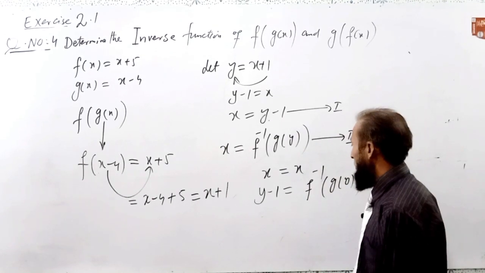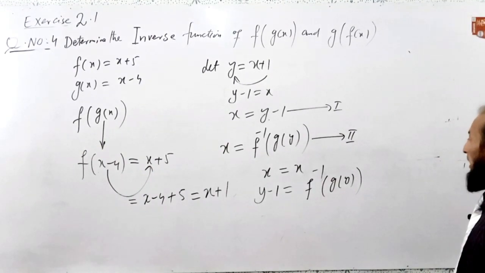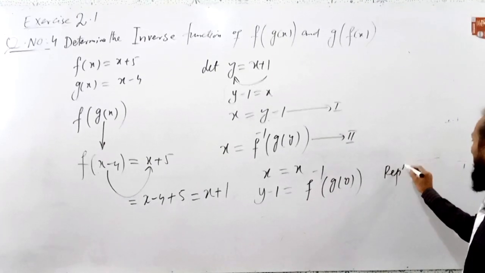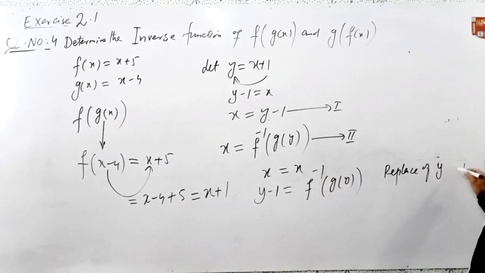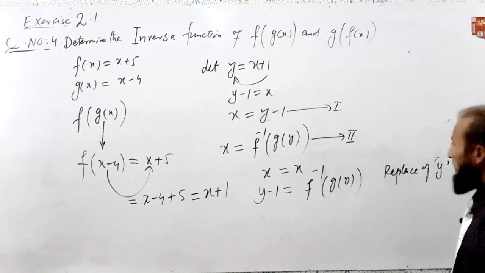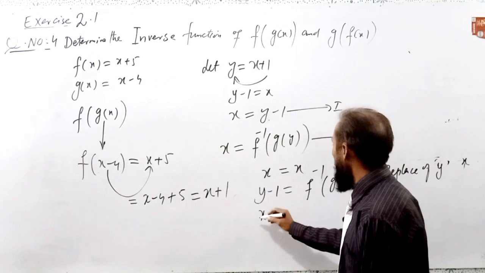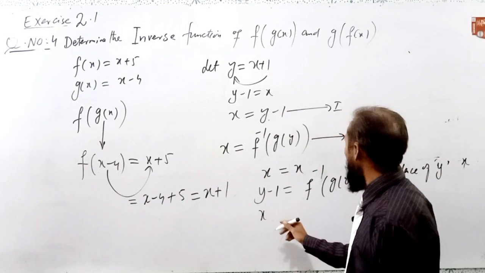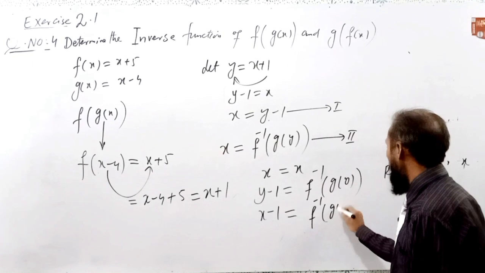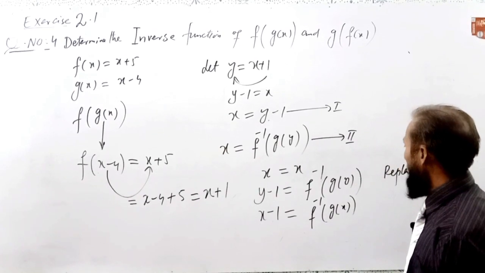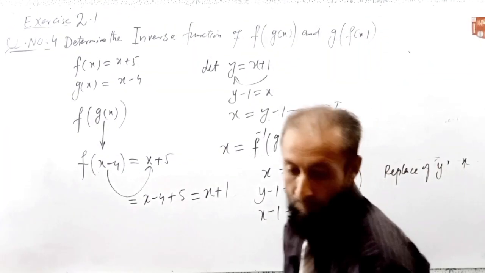We can write, if we replace y, we put x. So this will be x minus 1. Already we have discussed here x is equal to x and g of x, y is x minus 1 and f inverse g of x. So this will be the inverse of g of x minus 1.